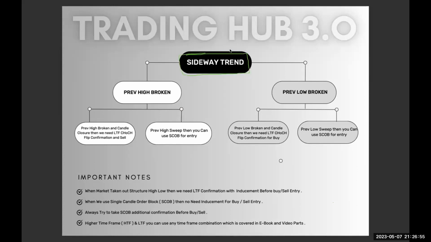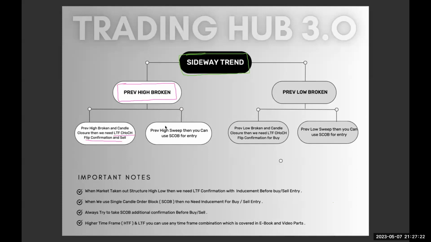When the market moves in a range and breaks the high or low, or just sweeps the high or low, how can you deal with it? Simply, you have to wait for it. Previous high broken, right? Then there are two types of breaking the previous high or low. First one, a previous high or low broken with candle closer. Then we need lower time frame chalk and flip for confirmation, and sell.